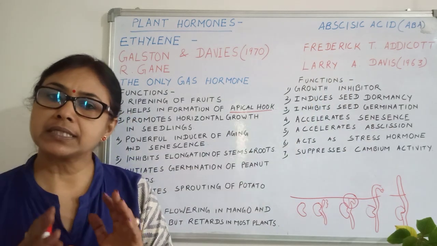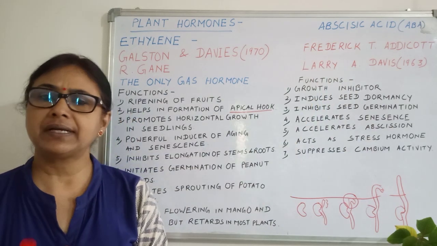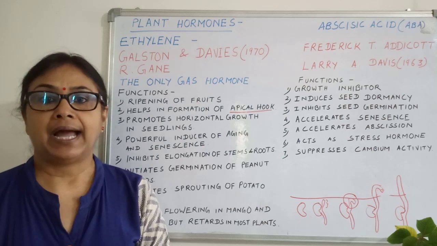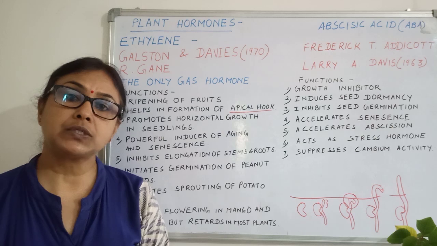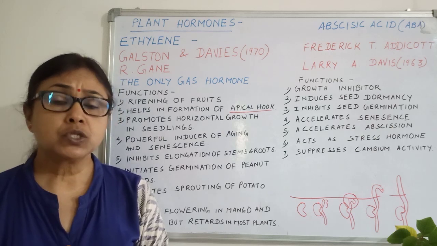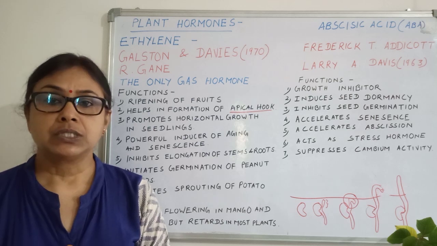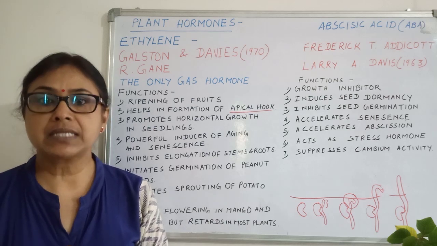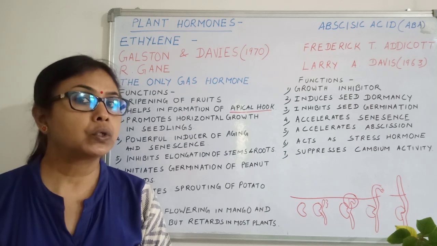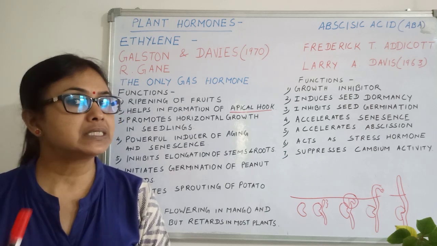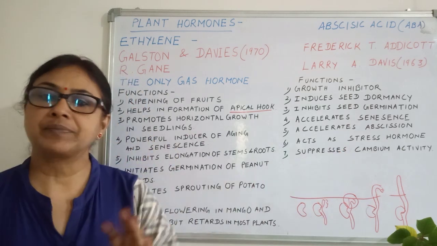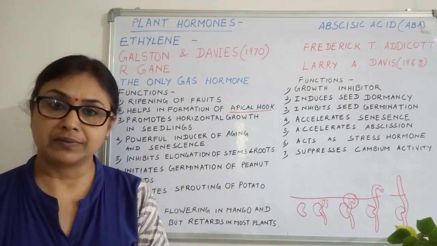So it protects the plants from different kinds of stressful conditions like drought and salinity, and it is of very much advantage to the plants which are growing in the desert regions. Whenever there is scarcity of water, this hormone makes the stomata present in the epidermis of the leaves of those plants close, so that loss of water is prohibited. Again, it suppresses the cambium activity in the vascular cambium of the plants.